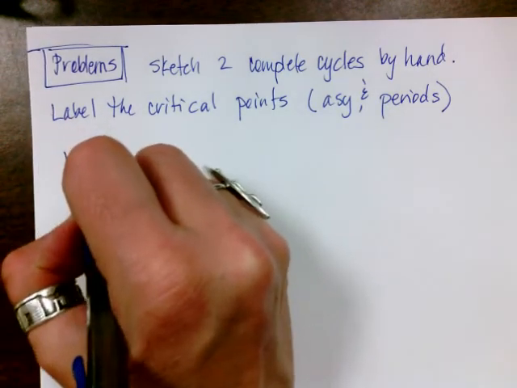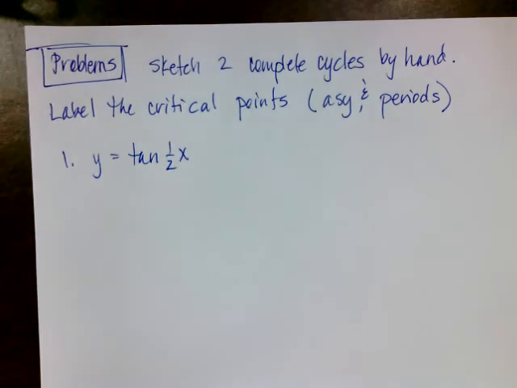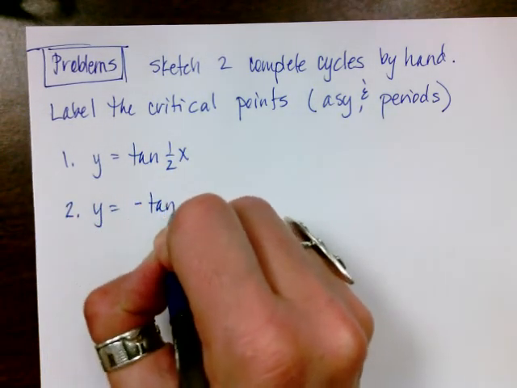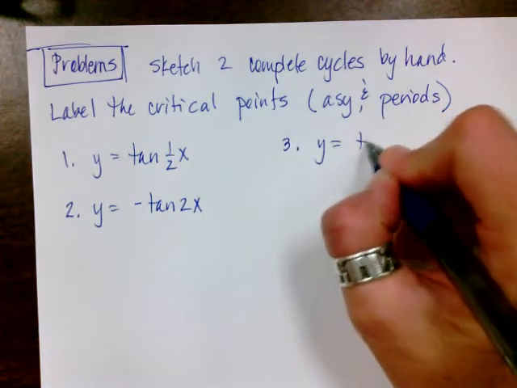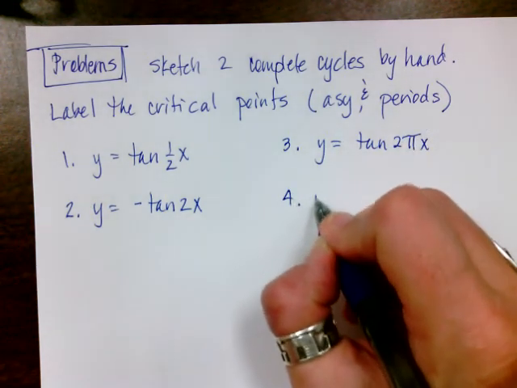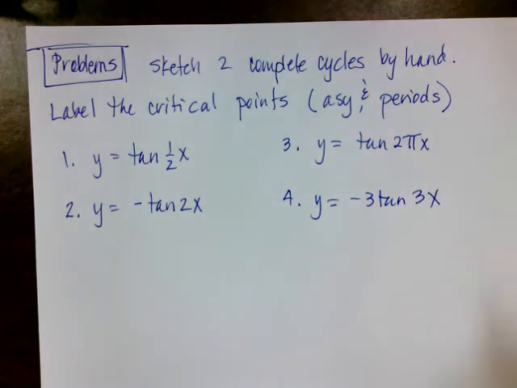Your first problem is going to be y is equal to the tangent of 1/2 x. Number 2, y is equal to the negative tangent 2x. Number 3, y is equal to the tangent of 2 pi x. And then the last problem, y is equal to negative 3 tangent 3x.